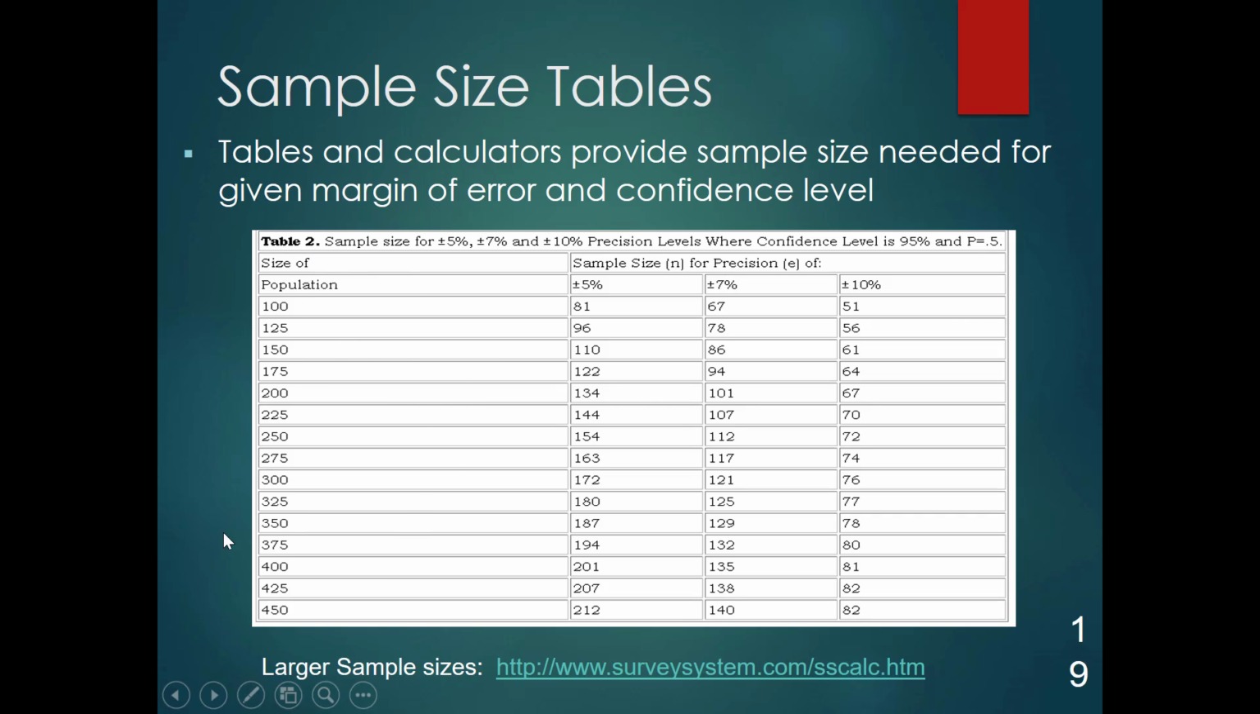So you would need to know the size of your population. Come down here to 450. If your population is 450 and you're looking at a confidence level of 95%, you would need 212 people in your sample. If you're looking at a confidence level of 90%, you would need 82 people. So again, it's very important that you know your population size.